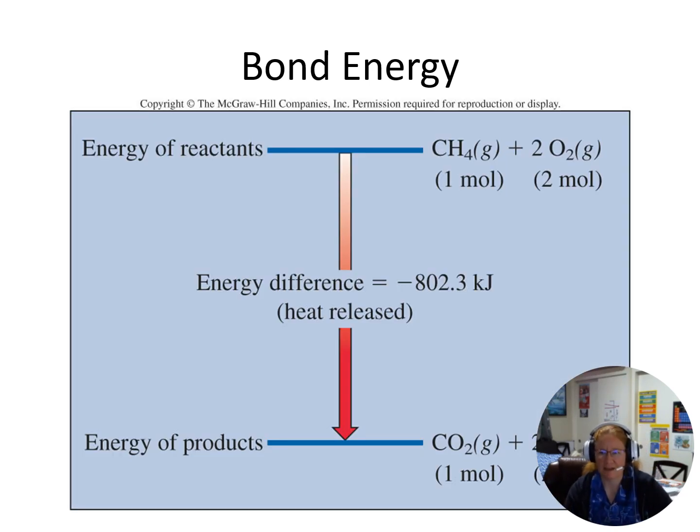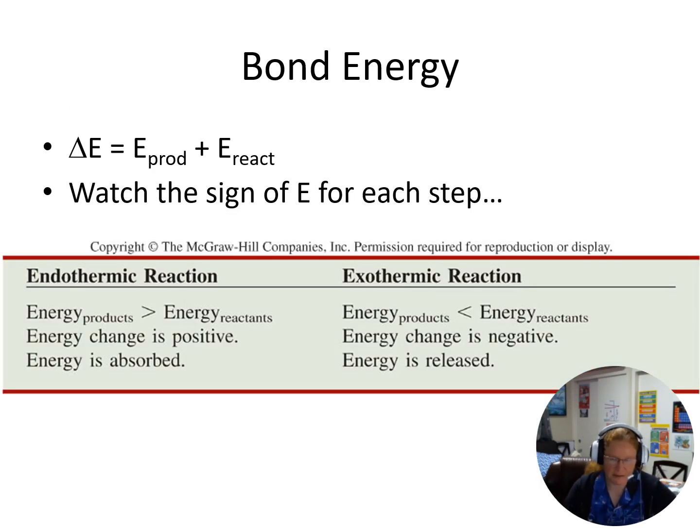And so we can look at the energy of our reactants, the energy of our products, and so the energy difference is the heat that is released. So when we look at our bond energy, we have the change in energy, product plus the reactant. So we look at the sign of the energy for each step. So basically what we do is we can do a summation. We can look at the energy of the products that are formed, energy that it took to break the bonds of the reactants, get our change in energy, and figure out if it's positive or negative.